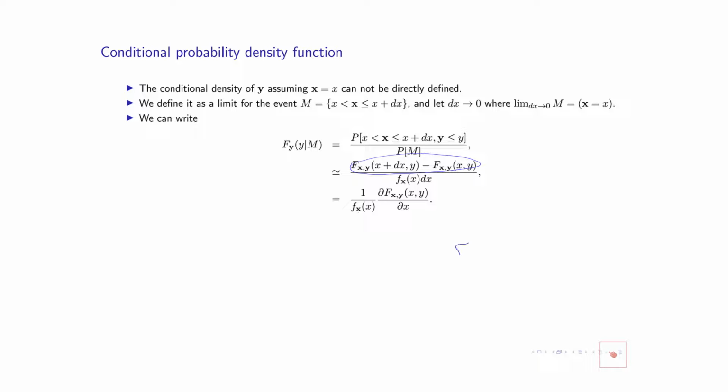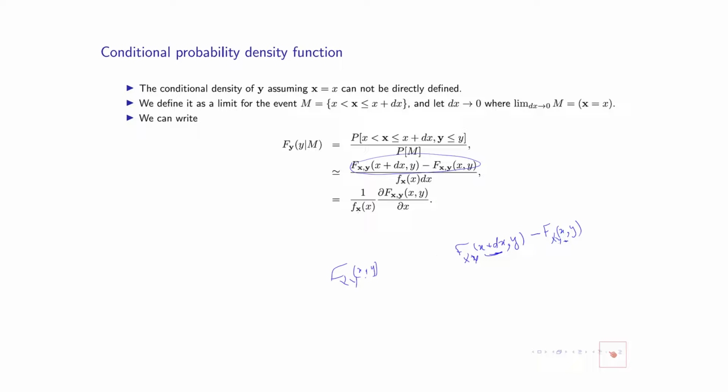If I have a function f_XY of x and y, and I take f_XY at x plus dx with y fixed, minus f_XY at x, it means that I've taken two samples from this function f_XY of x and y, at this point and at this point. So I've taken samples at x plus dx and y, and then subtracted them.